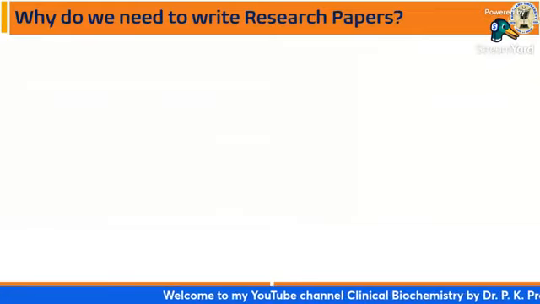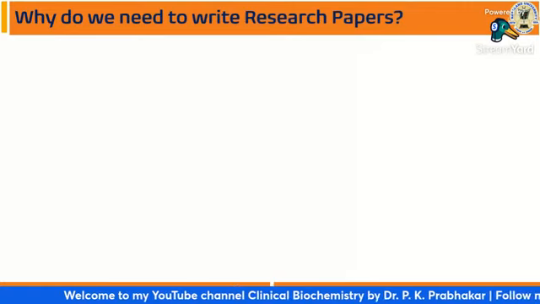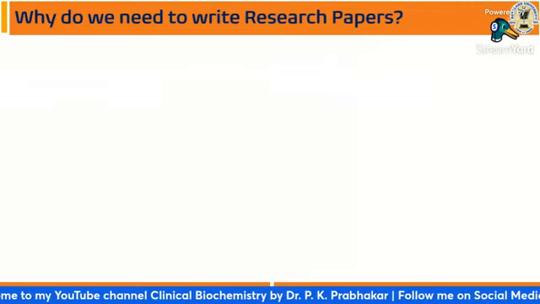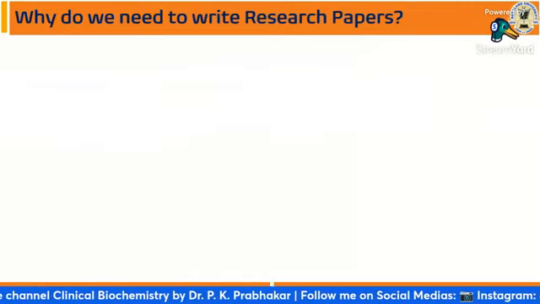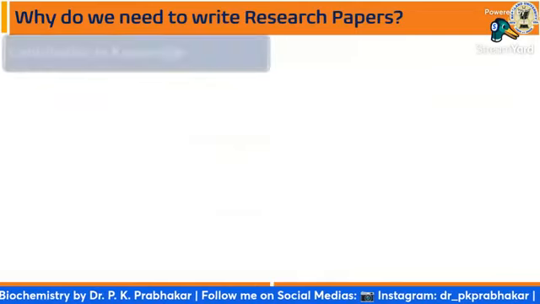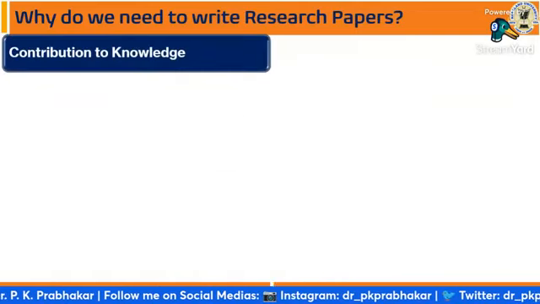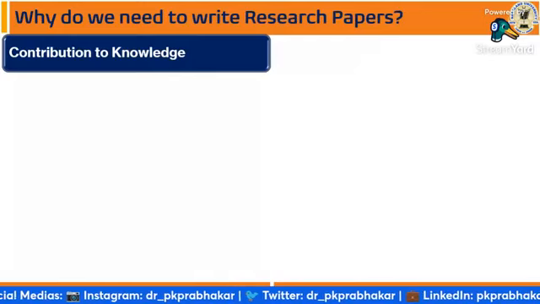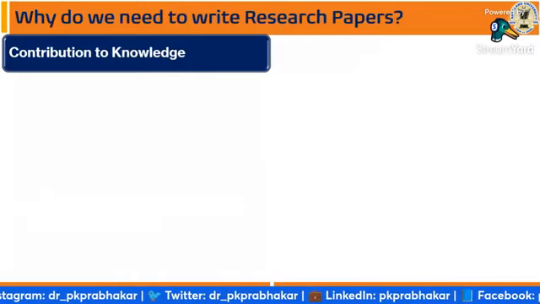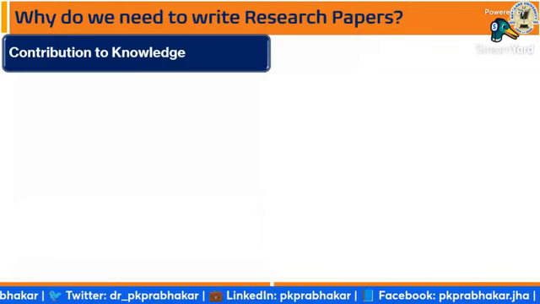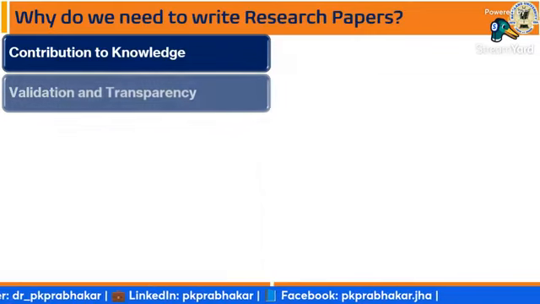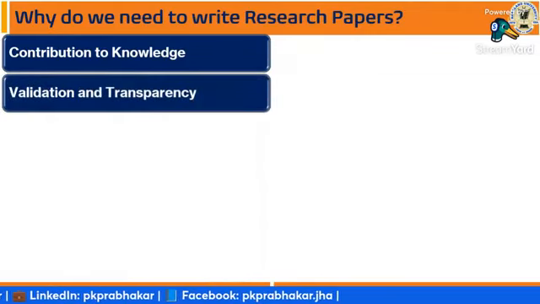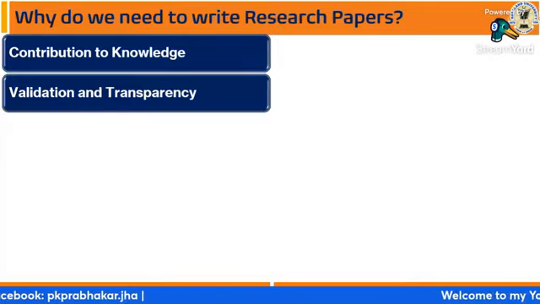So writing a research paper serves several crucial purposes and plays a central role in the academic and scientific communities. Some of the key reasons why we need to write a research paper are given below. Again, there are a number of reasons, but not all will be applicable to everyone. So first, it helps in the contribution of knowledge. Research papers normally contribute new knowledge and insight to the existing body of literature. Second, validation and transparency. Research papers provide a detailed account of the research process, including data collection, analysis, and interpretation.